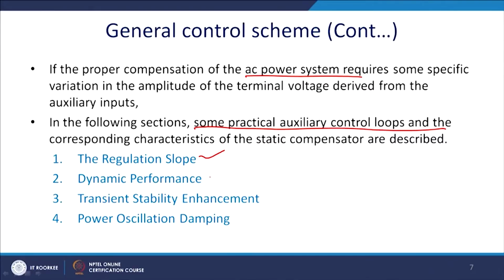The following sections, some practical auxiliary control loops corresponding to the following items will be discussed. That is the slope regulation, dynamic performance, transient stability, and the power damping. So, these are the 4 entities mostly. We will see what control techniques will be required to achieve those entities.